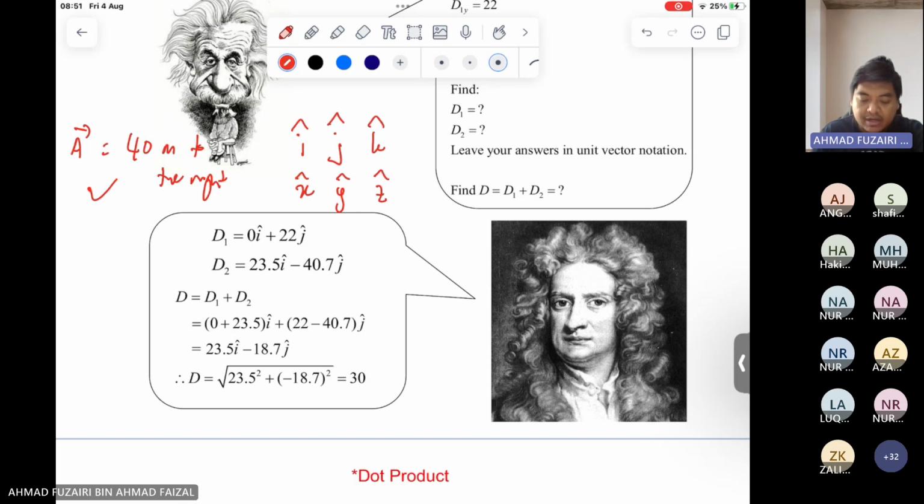Kalau kita tengok dalam soalan ada 0I 22J, 23.5I and negative 40.7J. Okay? If you look carefully, jalan dia sama saja. Yang I dia satukan, yang J dia satukan. Lepas tu dia calculate dia punya magnitude. Dia dapat sekian.